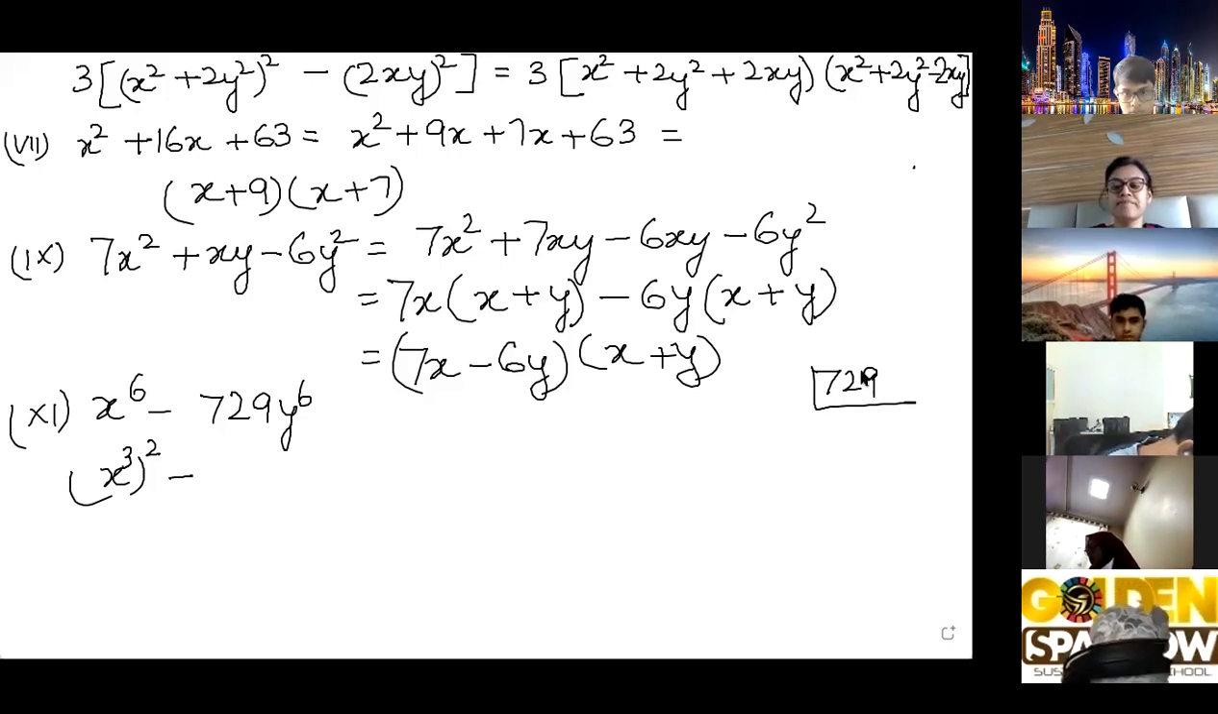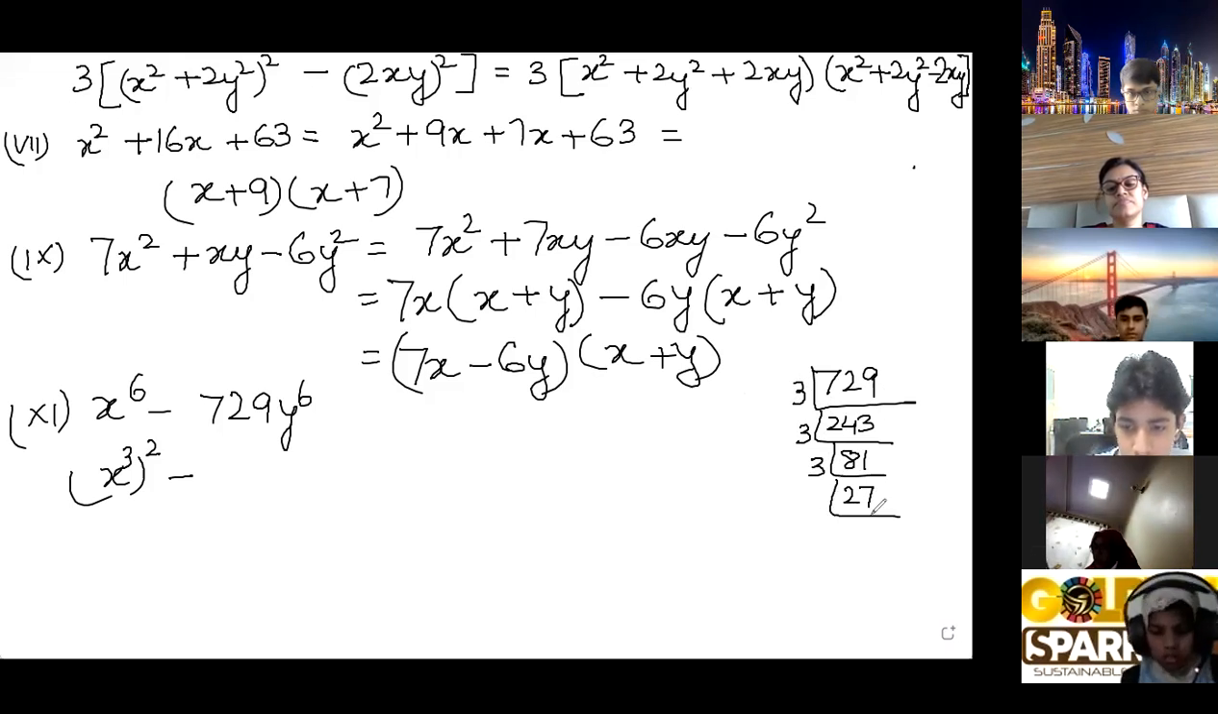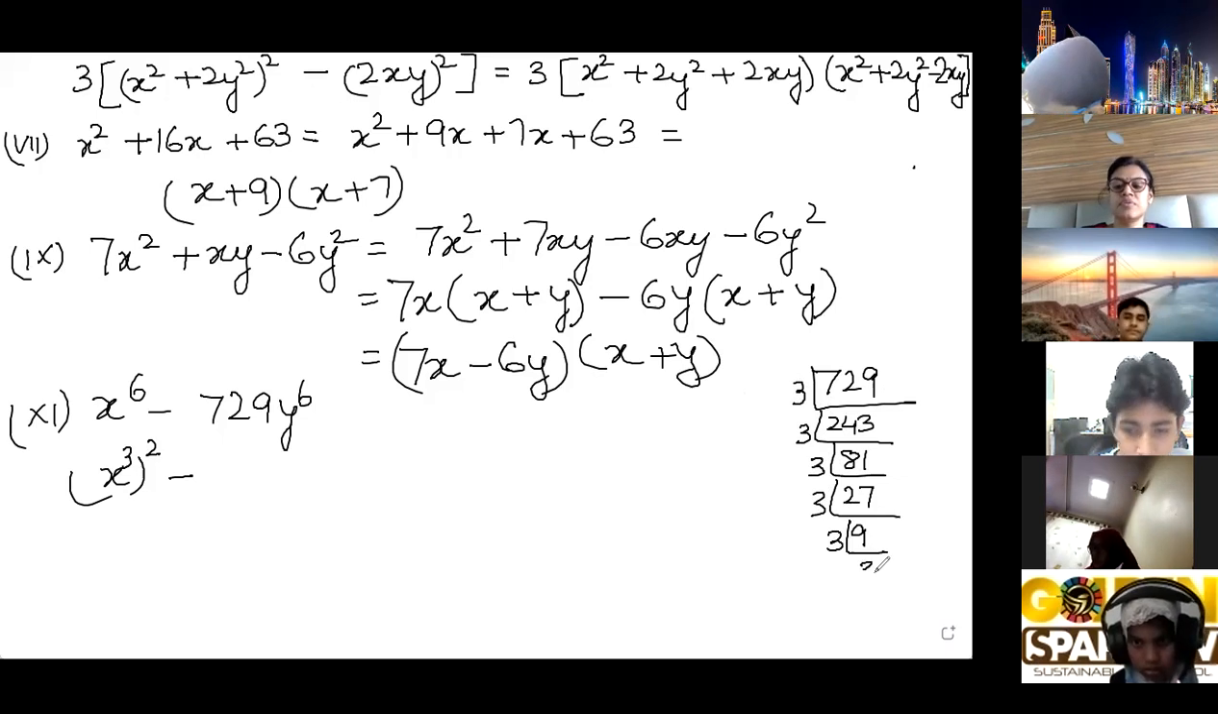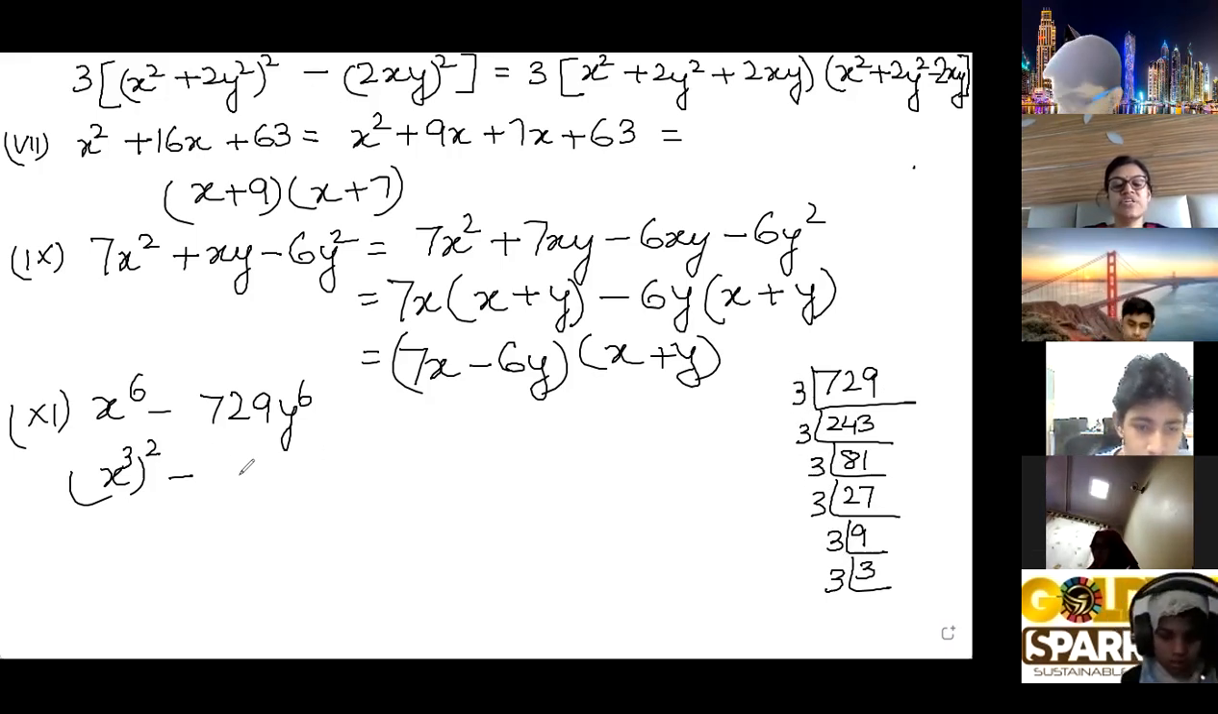First we will cut it with 3, so 243. Then 3 again, 81. Again 3, 27. Then 3, 9, and again. So how many 3s are we getting? 1, 2, 3, 4, 5, 6. So that is actually 3 raised to 6.